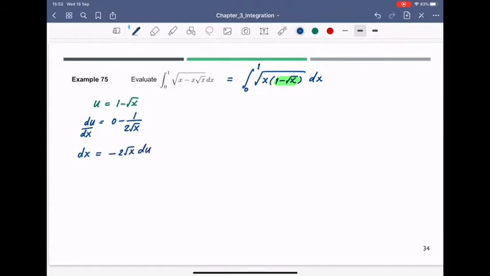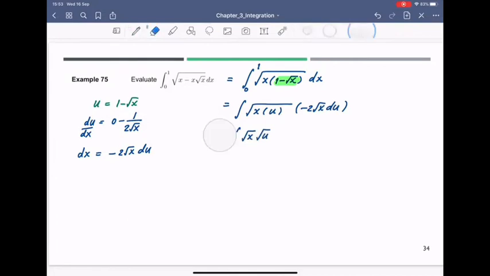I'm sorry, did I do something wrong? Oh no, I'm good. So after that, I replace this thing. I'm going to get root x. Well, 1 minus square root x, I say this is my u, and then my dx is going to be negative 2 square root x du. All right, we say this is going to be my square root x, square root u. And then I pull out my negative 2.